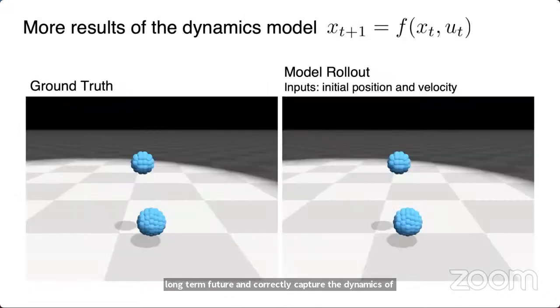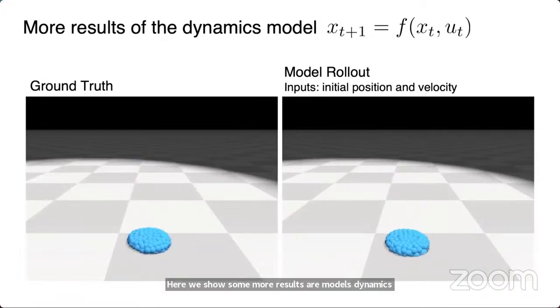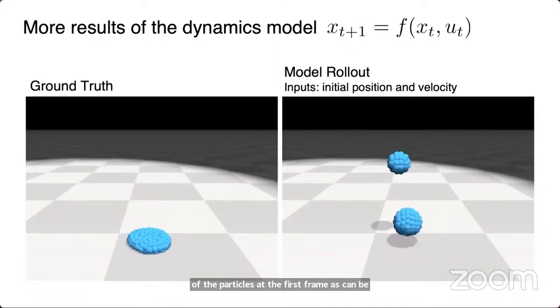Here we show some more results on our model's dynamics prediction. This example shows two fluids falling down and merging with each other, where the left is the ground truth and the right is our model's prediction. The inputs to our model are the positions and velocities of the particles at the first frame. As can be seen from the video, the prediction is very close to the ground truth.